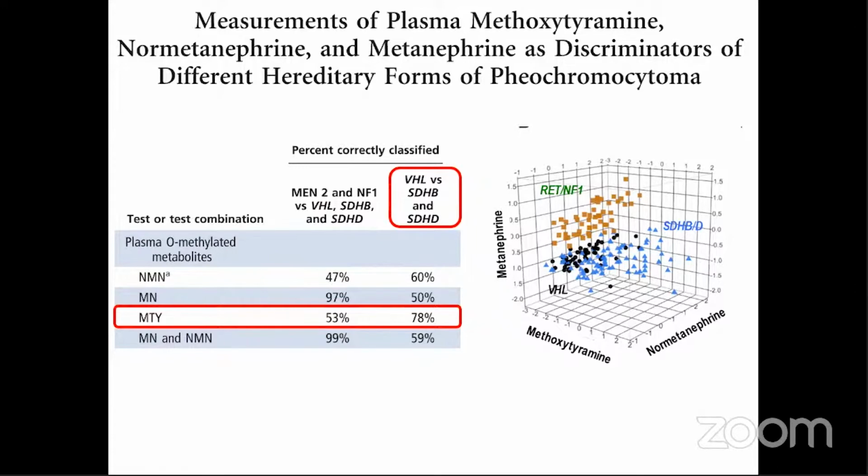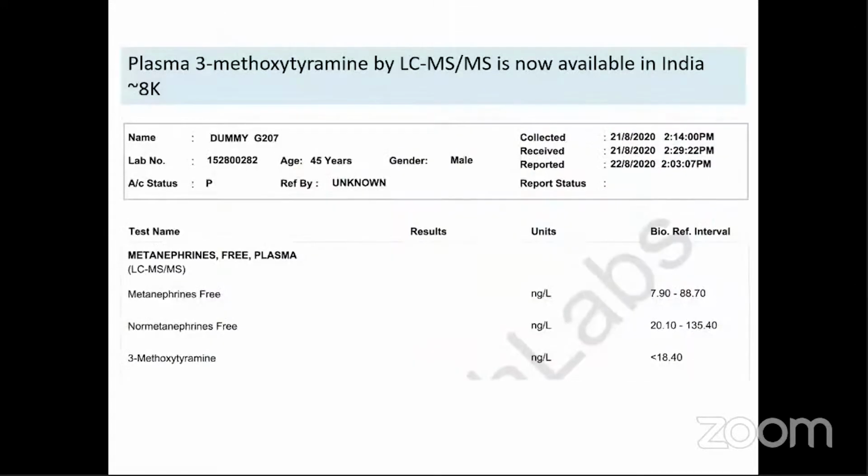However, in the current scenario, we do have labs which are offering methoxytyramine along with the plasma-free metanephrines, that too measured by LCMS, which is a very accurate assay. But again, cost may be a limitation, but it still gives very good information about the biochemical status of Pheo, not only to differentiate VHL from SDH-related ones, more so for prediction of malignancy.